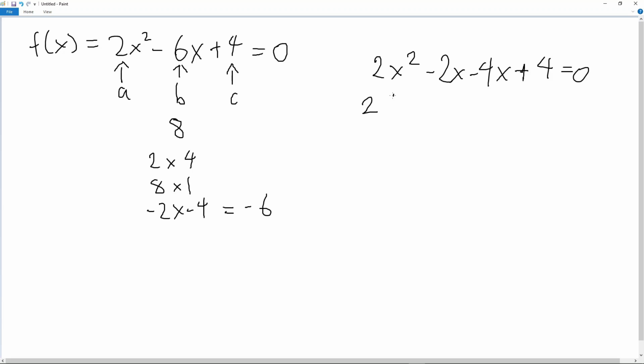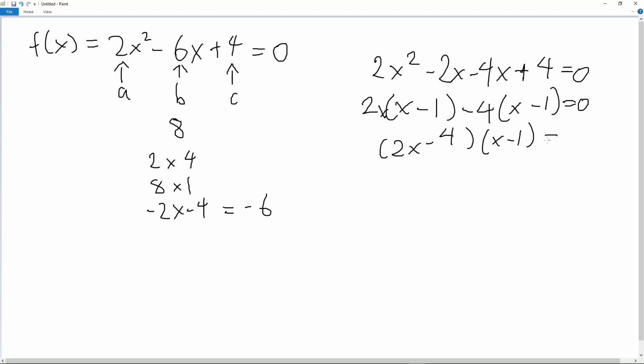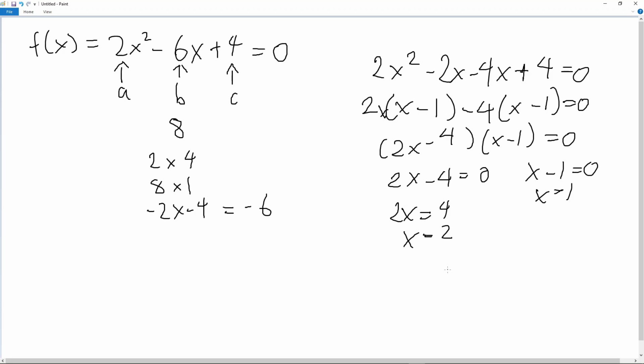And you can factor out the 2x on this side, and you get x minus 1. Then you take negative 4 from this side, and you get x minus 1. You combine them: 2x minus 4 and x minus 1 equals 0. Due to the zero product rule, you can set both of these equal to 0. This will be 2x equals 4, so x equals 2, and then x equals 1. So these are your answers: x equals 1 and 2.